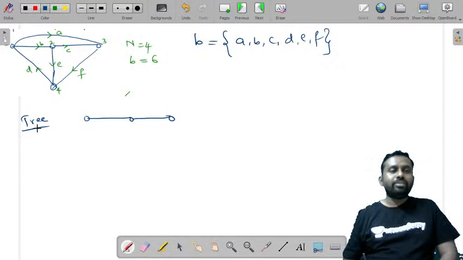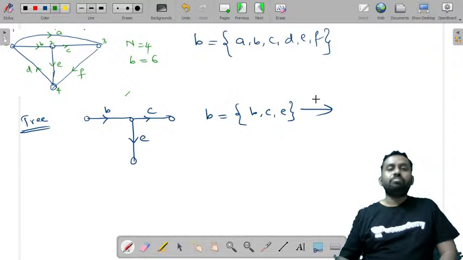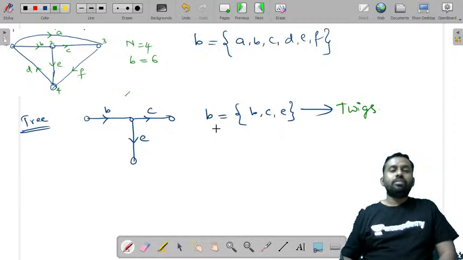I'll consider one tree. You can consider any tree. Let us consider this is the tree, and this is B, and this is C, and this is E. Now what are the branches of a tree? Branches of a tree are B, C, E. The branches that are used to form a tree are called twigs.